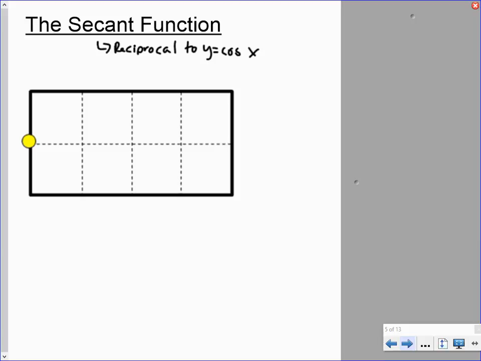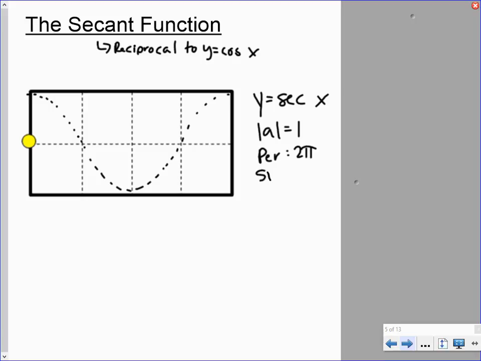So I'm going to go ahead and lightly sketch cosine's graph, and I'm going to use that to graph the secant. But all of those introductory bits of information that we use to frame are all going to be the same. The absolute value of A is 1. The period is 2 pi. The starting point is 0, 0.